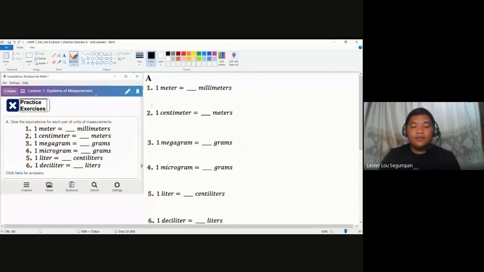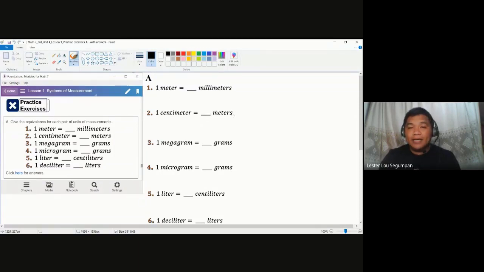Let us now try to convert units under the metric system. As we already know, the metric system usually uses different prefixes to differentiate the different levels of measurement for this system. Shown to you right now are a few examples, and we are going to look for the equivalent values for each of the given measurements here.